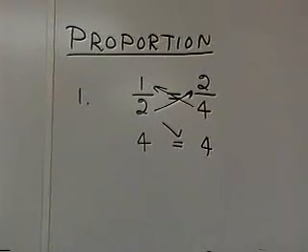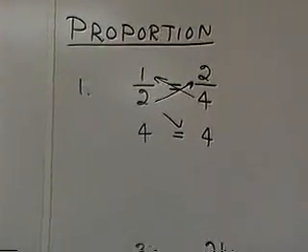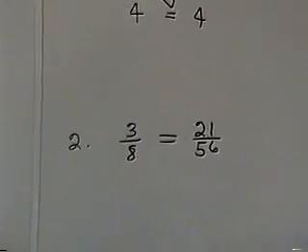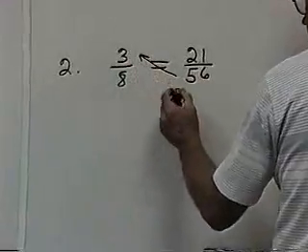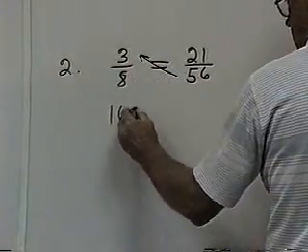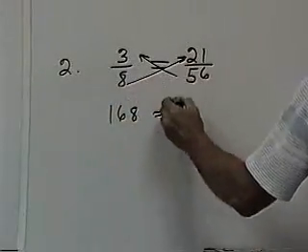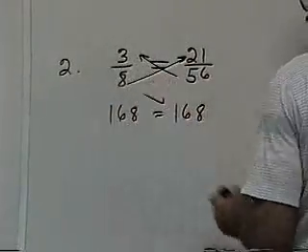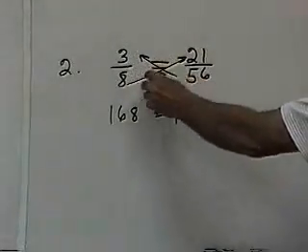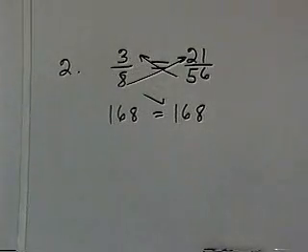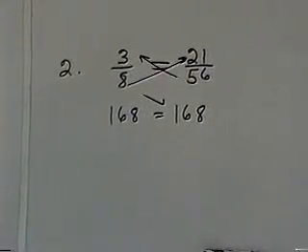All right, look at number 2. Is this a proportion? Well, yes, it is. If this times that, so that's 168, and this times that, is 168. So if those are equal, then those two ratios, the ratio of 3 to 8 and 21 to 56, are equal. Therefore, that makes it a proportion. All right, now, let's go to number 3 and look at what we deal with. Here's number 3.